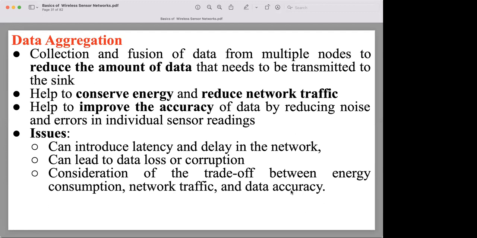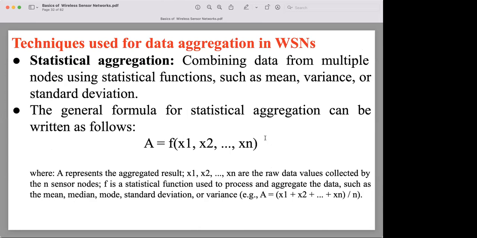First, you need to check how much energy we can save, what network traffic we can reduce, and what accuracy we can achieve if we do this, and what latency is added, and whether my application supports such latency or not. So all these points are part of data aggregation. These are some standard techniques. There are 3 standard techniques in data aggregation.